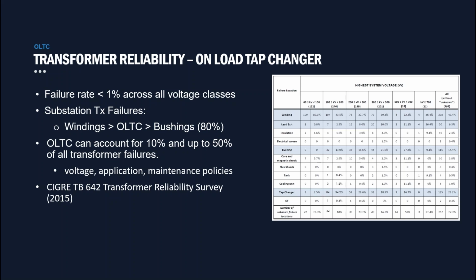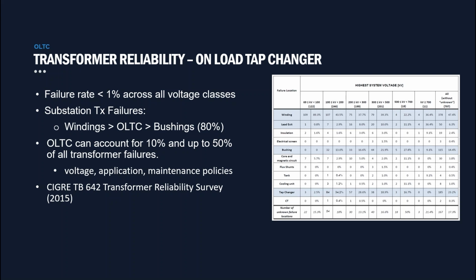In substation type transformers, the main location of failures are in the windings, the load tap changer, and the bushings. And these three components, in one survey I looked at, accounted for 80% of failures. According to CIGRE Technical Brochure 642, which is a transformer reliability survey that you can download from the web, they saw that up to 50% of all transformer failures are due to the on-load tap changer, between 10 to 50%. The differences in the numbers are due to the different voltage classes of the transformer, the application of the transformer, and also the maintenance policies of the asset manager.